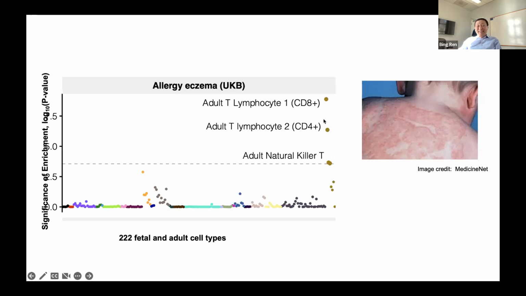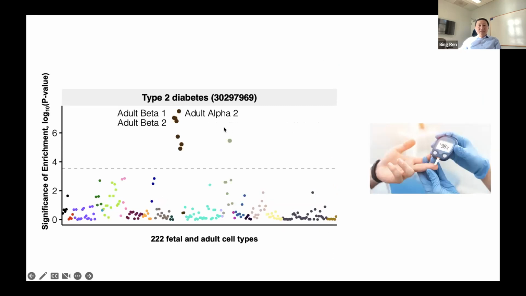These are CD4, CD8 T cells and adult natural killer T cells, immediately suggesting that T cell regulation is a culprit of this disease. Type 2 diabetes is shown here to be associated with another set of cell types. They are mostly in the islet. These are beta cells, type 1 or type 2 islet beta cells, or alpha 2 islet cells. So these again provide a picture that the misregulation of gene expression likely underscores the disease pathogenesis of type 2 diabetes.